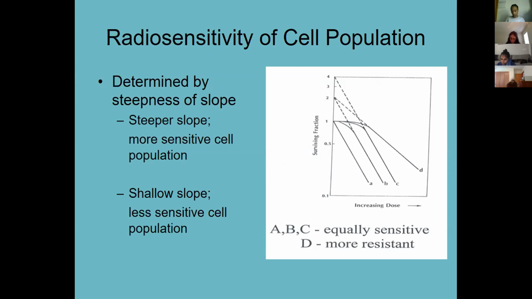Okay, I got you. So the more shallow the slope, the less sensitive the population. And for these, basically, only sigmoidal lines would be equally sensitive in retrospect, right? They could be, yes.